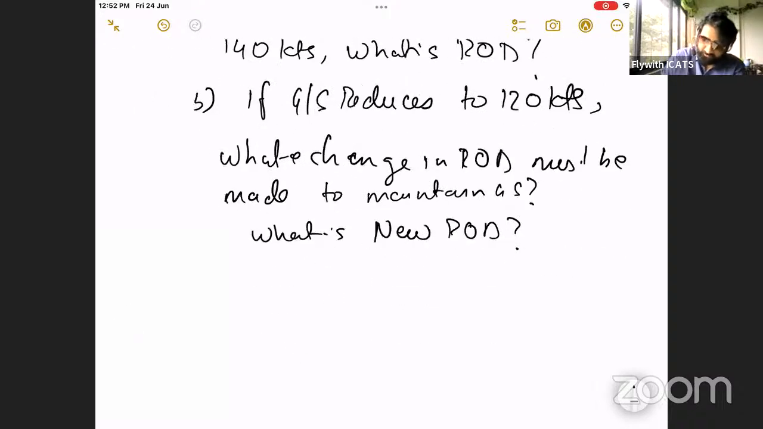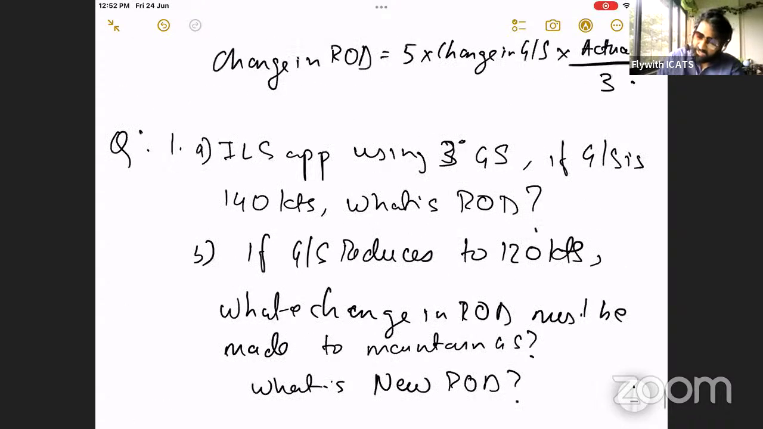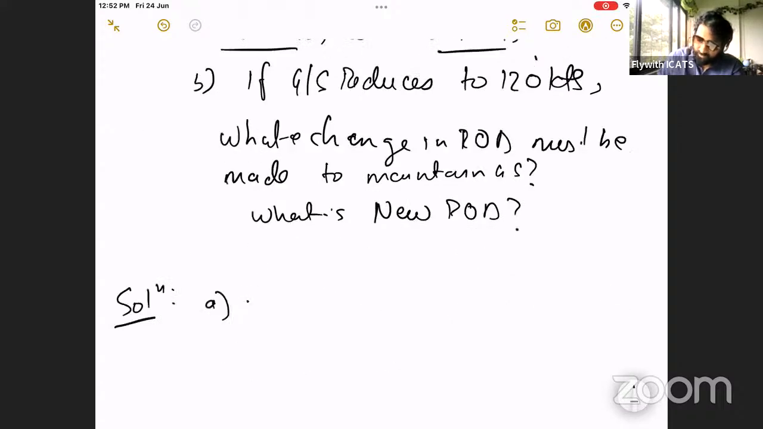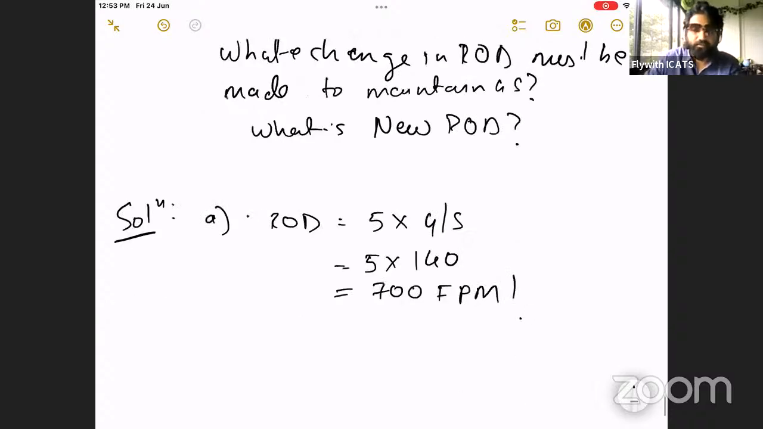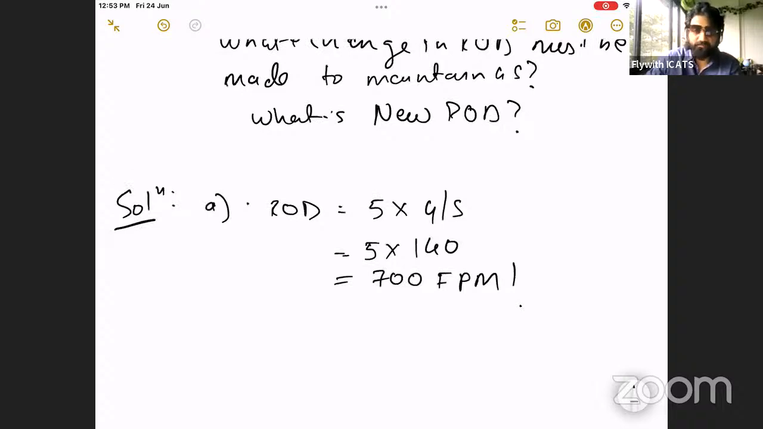Okay, so we'll find the solution for 1. Follow my steps. Solution alpha: they are asking ROD for a 3-degree glide slope when my ground speed is 140 knots. So I'll use the direct formula. ROD is equal to pi into ground speed, which is pi into 140 knots, equal to 700 feet per minute. Correct? Everyone? Yes, no, maybe? Easy?